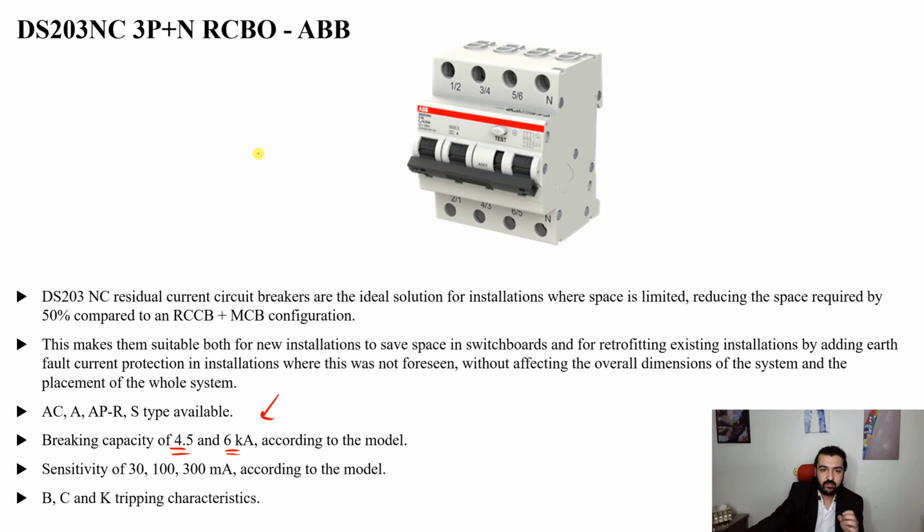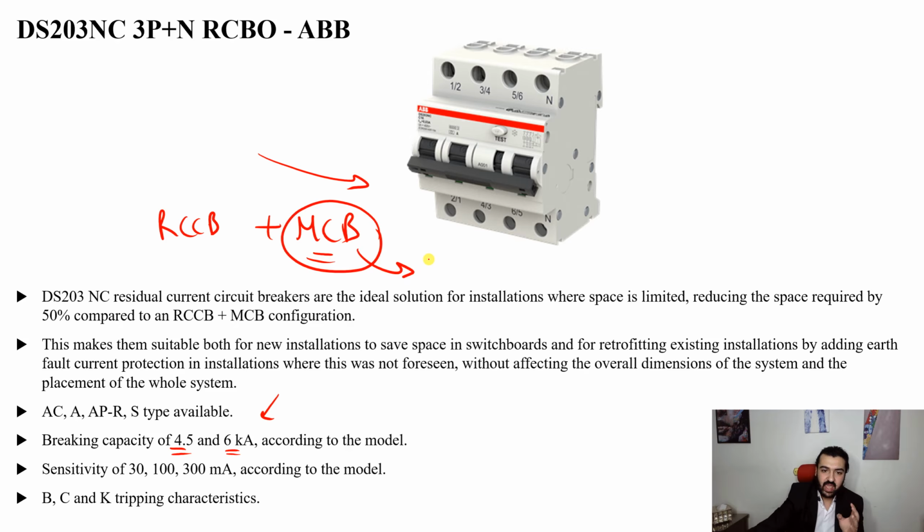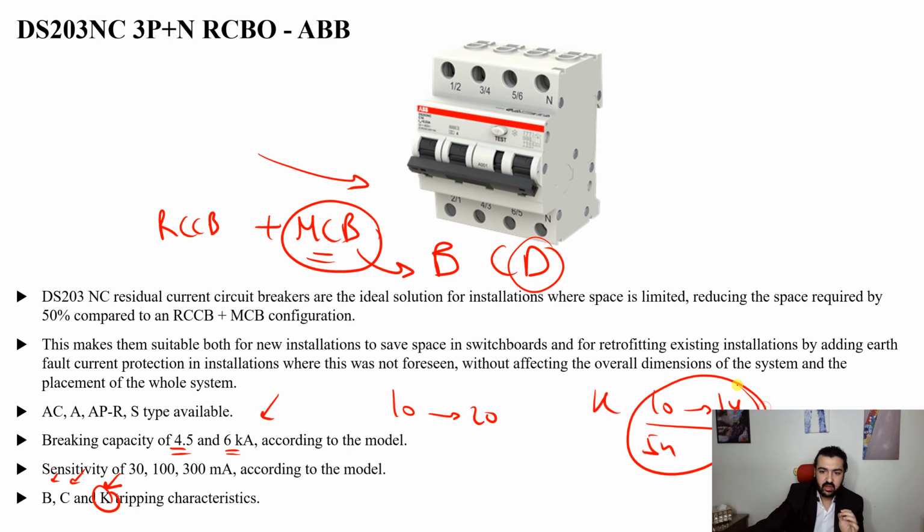Now, since this one acts as an RCCB and a miniature circuit breaker, this one MCB, we already know that it has different curves, B, C, D, and so on. This model here has B, C, and K tripping characteristics. Now K is simply part of D. D is from 10 to 20. K, if I remember, is from 10 to 14 times I nominal. It can withstand this inrush current without tripping. We will see them in the next slides.